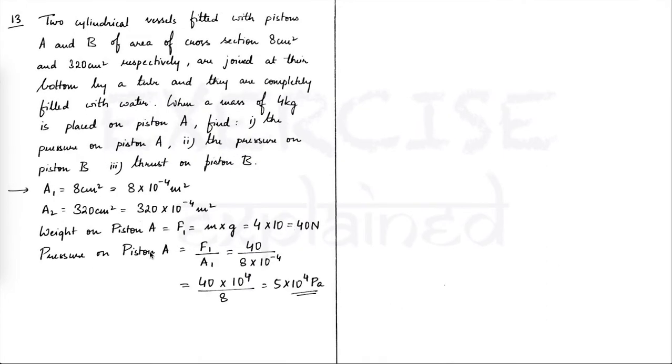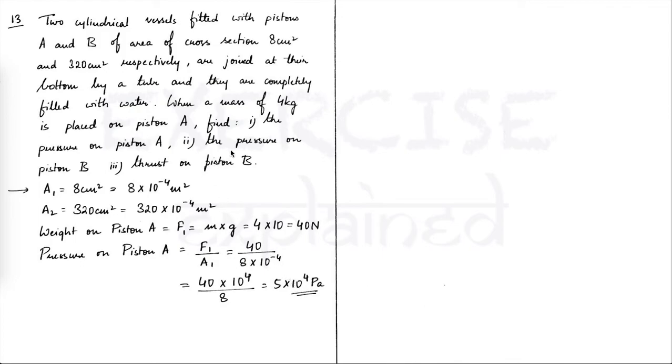Now we need to find the pressure on piston A. Pressure on piston A will be F1 divided by A1. F1 we got it as 40 newton, and A1 is given in the question as 8 centimeter square, which happens to be 8 into 10 to the power of minus 4 meter square. So we get it as 40 divided by 8 into 10 to the power of minus 4. 10 to the power of minus 4 goes to the numerator, becomes 10 to the power plus 4. 8 into 5 times is 40, so we get 5 into 10 to the power of 4 pascals. So this is the first part of the question.